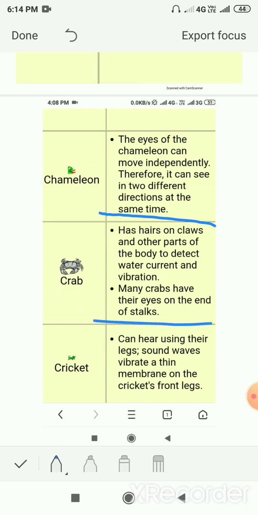Next is the crab. A crab has hair on its claws and other parts of the body to detect water currents and vibration. Many crabs have their eyes on the end of their stalks. The next insect is the cricket. A cricket can hear using its legs. Sound waves vibrate a thin membrane on the cricket's front legs, so it can identify whether someone is coming towards it or not.